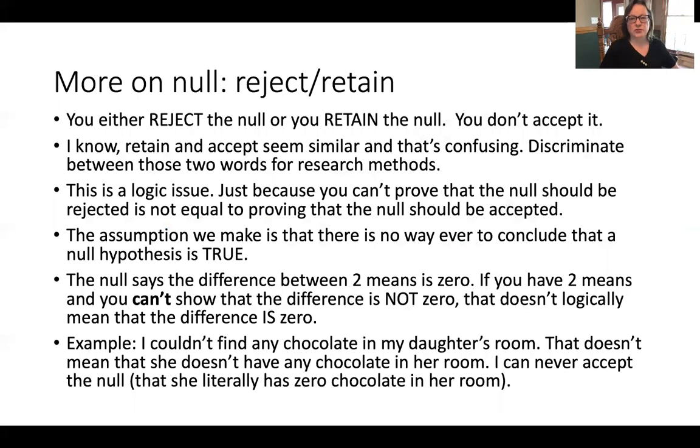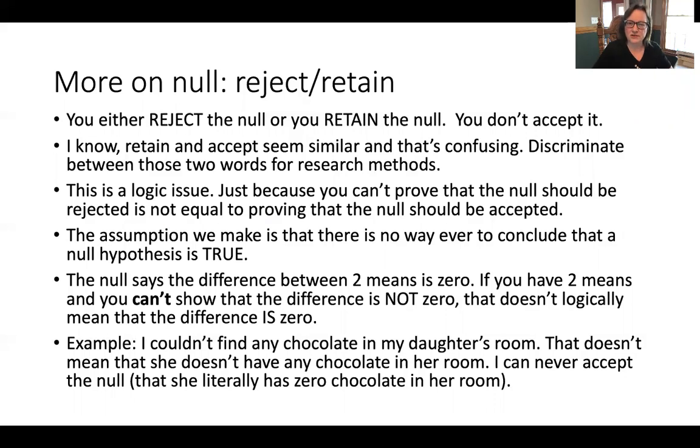Okay, so you either reject the null or you retain the null. You don't accept it. And I know that sounds like it's just semantics, just wordplay. I understand that. Retain the null and accept the null seem similar. That is confusing. Just remember that as scientists, you're skeptical all the time, and so you never accept. Think about that. You're skeptical, so you never accept.